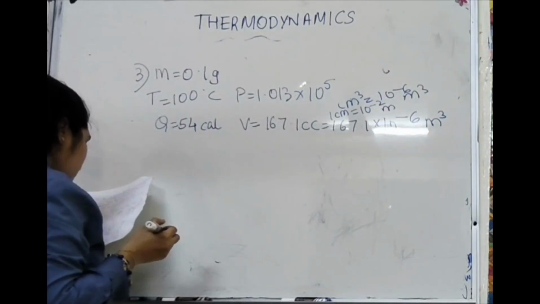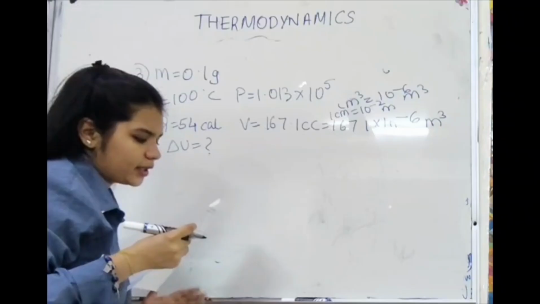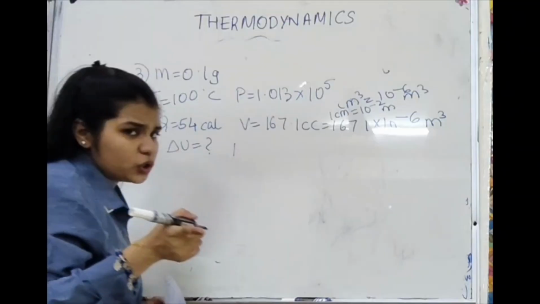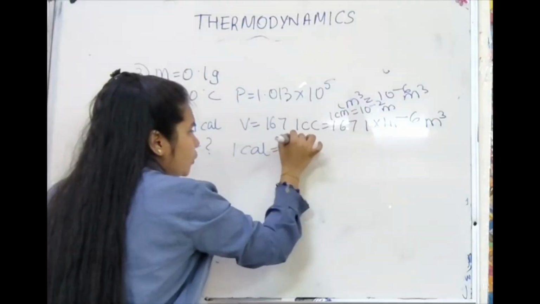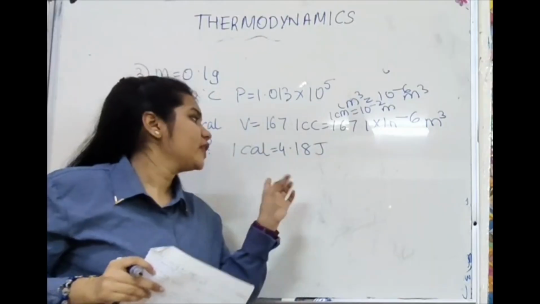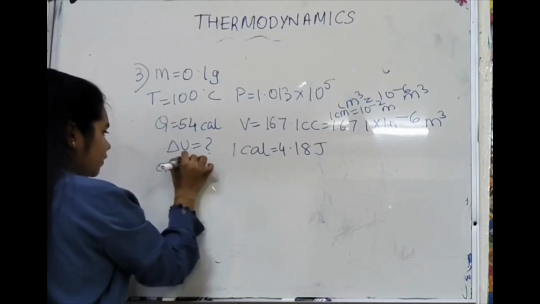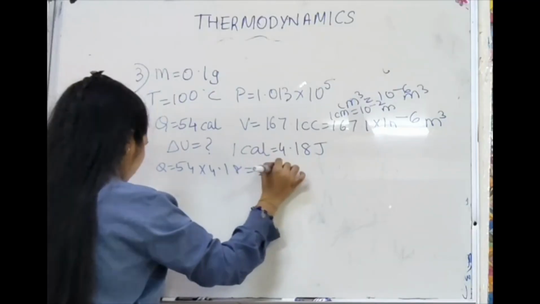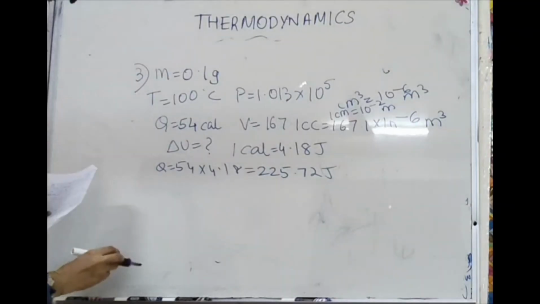Next, they're asking what is delta U, the internal energy. First of all, 1 calorie. The options are given in joules, so you have to convert calorie to joules. 1 calorie equals 4.18 joules. Sometimes this part will be given in the question itself. If it's not given, you can use this value. So Q equals 54 into 4.18, which is 225.72 joules. Okay.